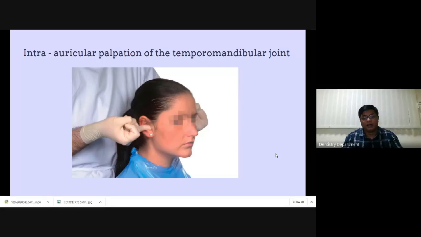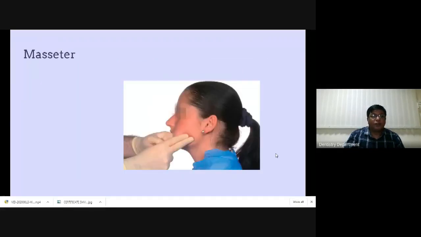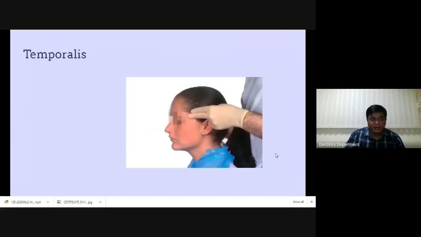You have to insert your little finger inside the ear, and you can feel the posterior head of the condyle, and you can definitely feel the pain. So intra-auricular palpation is very important. Then you have to palpate all the three muscles mainly. One is the masseter. You have to palpate the masseter. Temporalis in the temporal region.